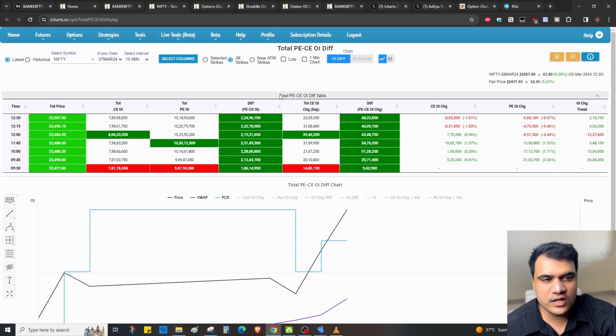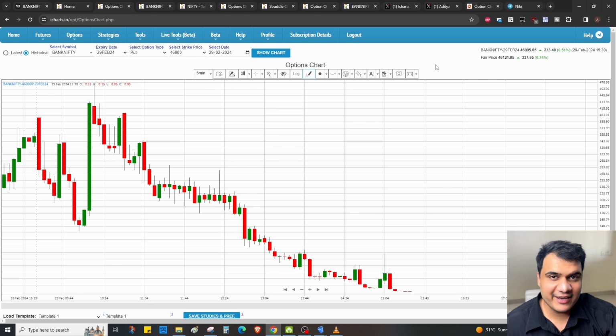So this total P minus C is the same thing which is being sold in other software as well. You can get it in iCharts. Number five, again very powerful for historical options, is options charts. And then you can select the historical part of it.